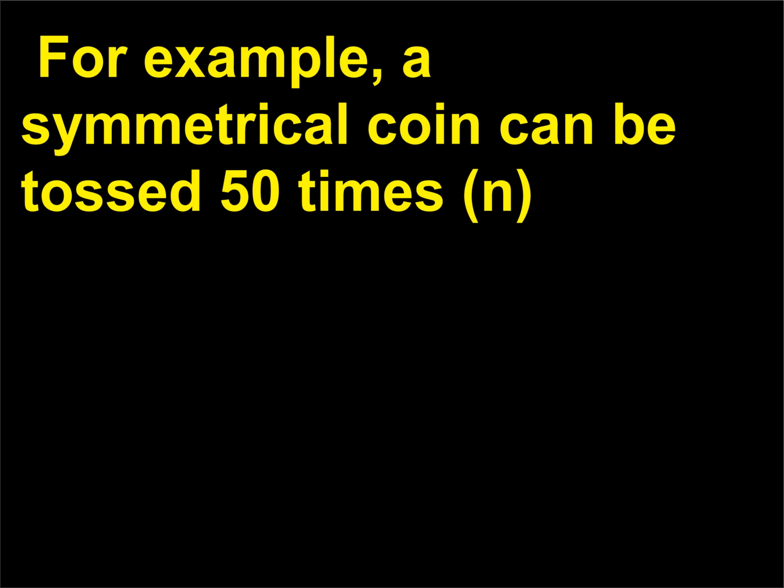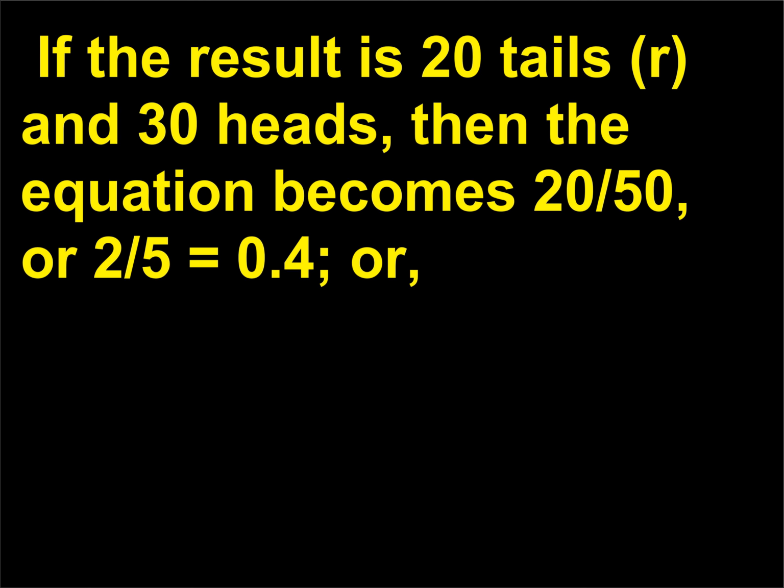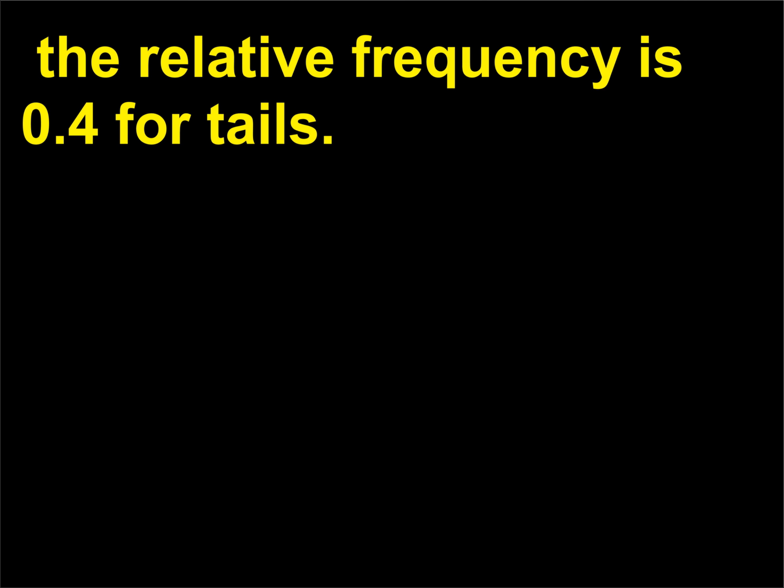For example, a symmetrical coin can be tossed 50 times, n, in order to find out how many times tails will occur, E. If the result is 20 tails, R, and 30 heads, then the equation becomes 20/50, or 2/5, equals 0.4, or the relative frequency is 0.4 for tails.